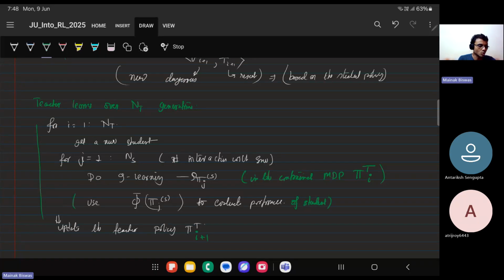So the student keeps learning over generations. There will be multiple students, and the teacher updates its curriculum based on multiple students, which is basically a history to a map of interventions.